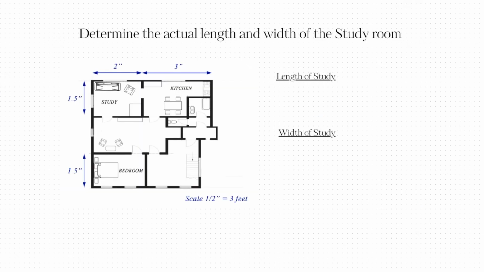All right, so let me show you an example of just what I'm talking about. It says determine the actual length and width of the study room. So we're going to focus on this room right here. Notice first of all, you always got to look at the scale. The scale says for every 1/2 inch, it equals 3 feet in real life. So I'm going to try to get rid of this 1/2 inch. I'm going to multiply it by 2.